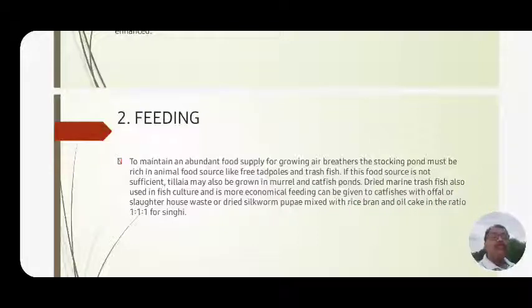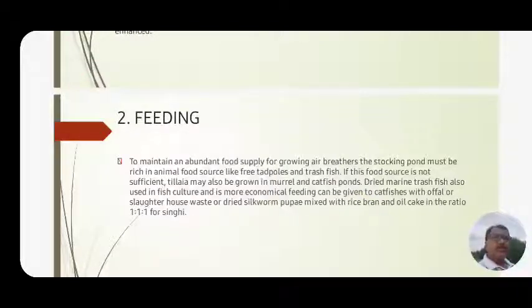To make fish culture more economical, feeding can be given to catfishes with offal or slaughterhouse waste. The waste from slaughterhouses and offal houses, the viscera and visceral organs of the dead and cut animals, is also used as food for these catfishes or morel fishes. This is most useful for economical culture.